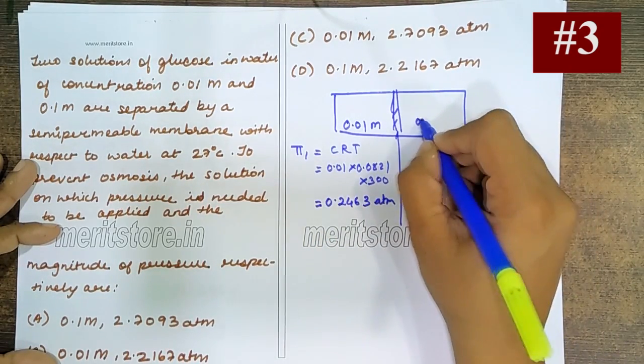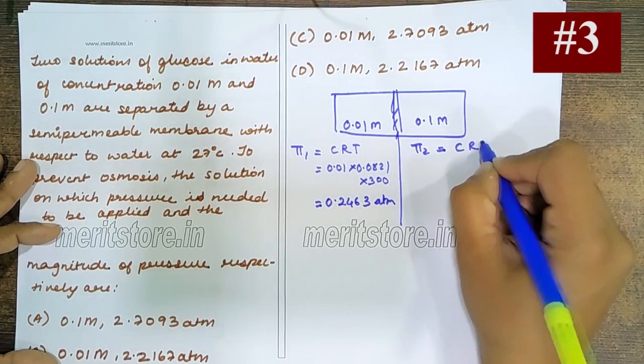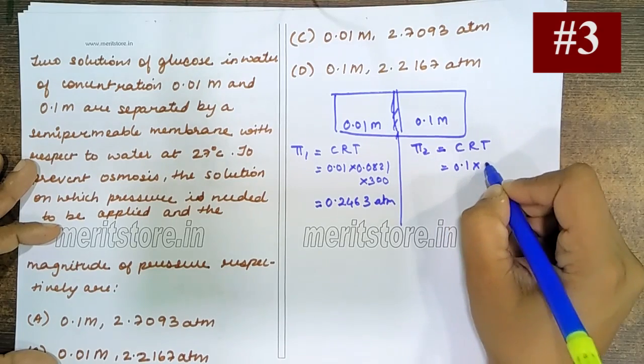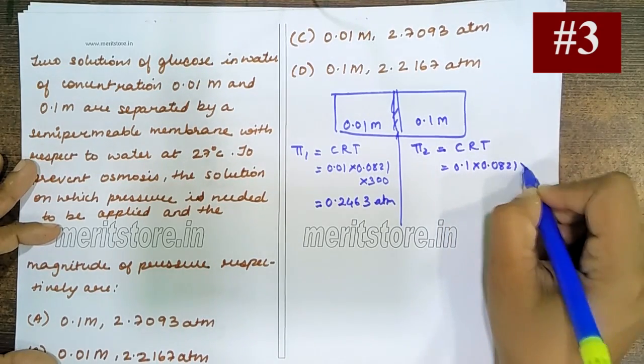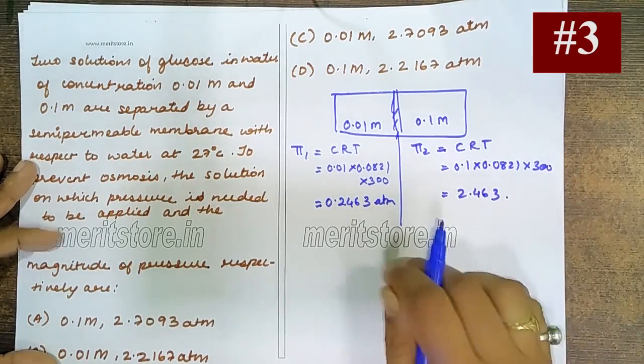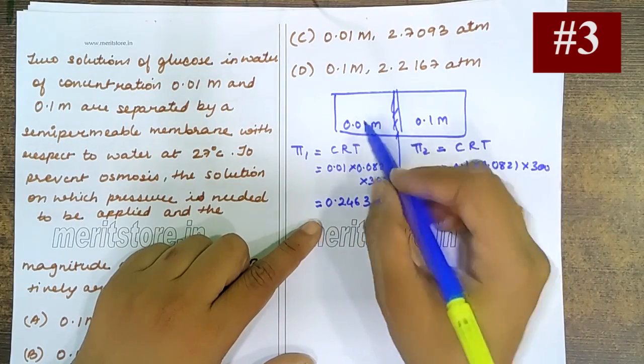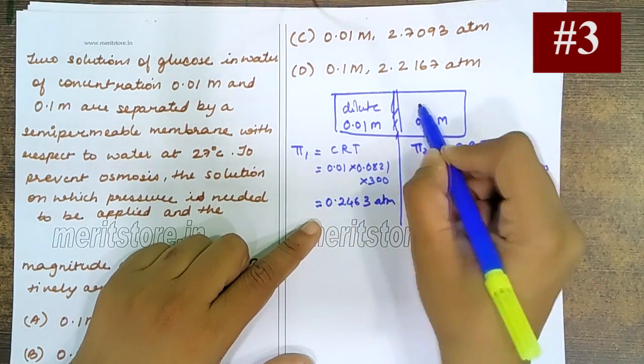Now this is, let's say, the 0.1 molar side. So pi 2 will be equal to, again, CRT. This time it is 0.1 multiplied by 0.0821 multiplied by 300. So this is 2.463. So if I see it this way, this particular solution is very dilute and this is concentrated.